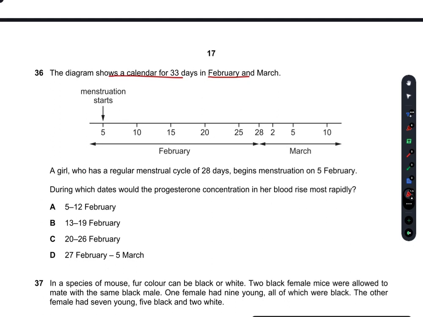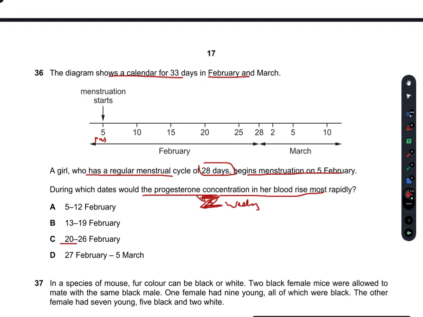A girl who has a regular menstrual cycle of 28 days begins menstruation on 5th February. During which dates would the progesterone concentration in her blood rise most rapidly? We know that progesterone concentration rises after 2 weeks, and after 3 weeks it starts to fall.